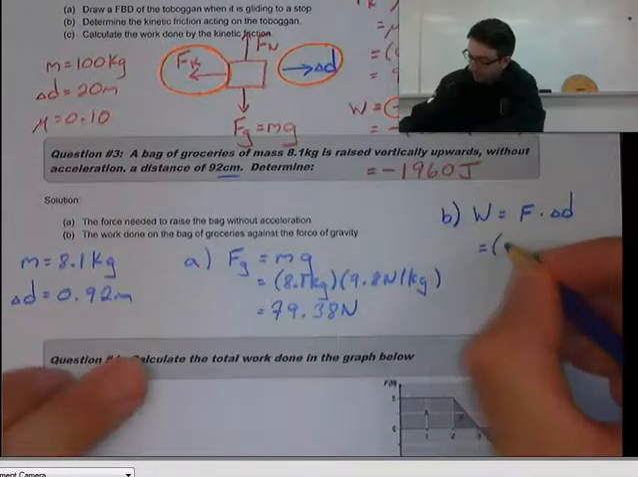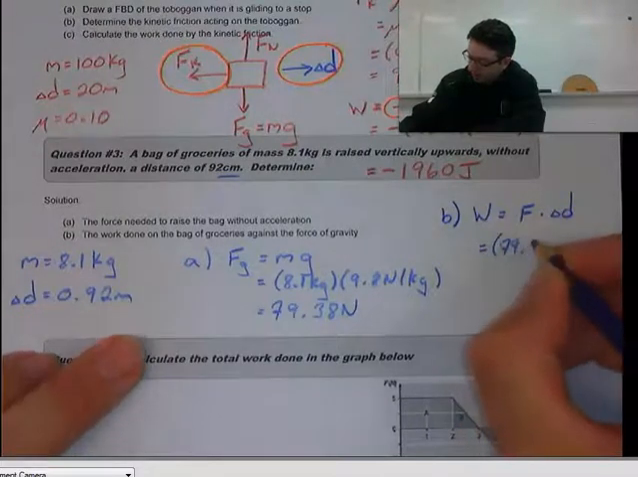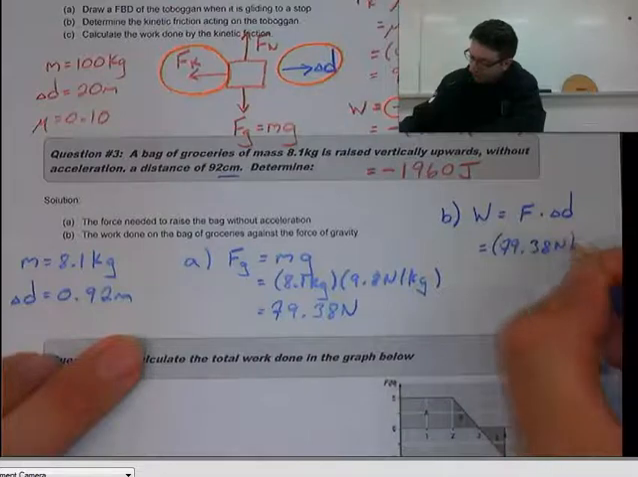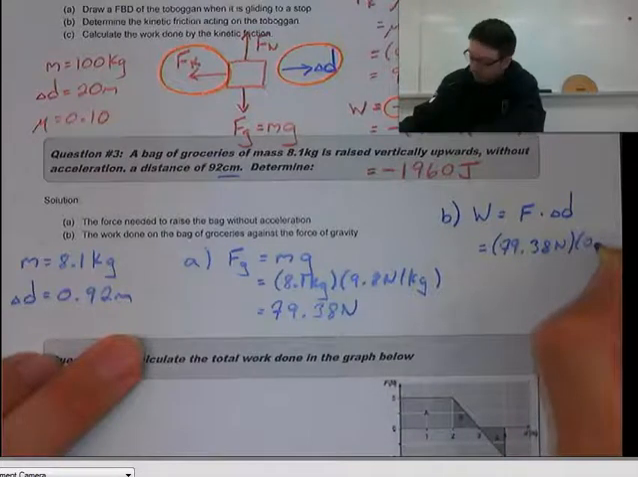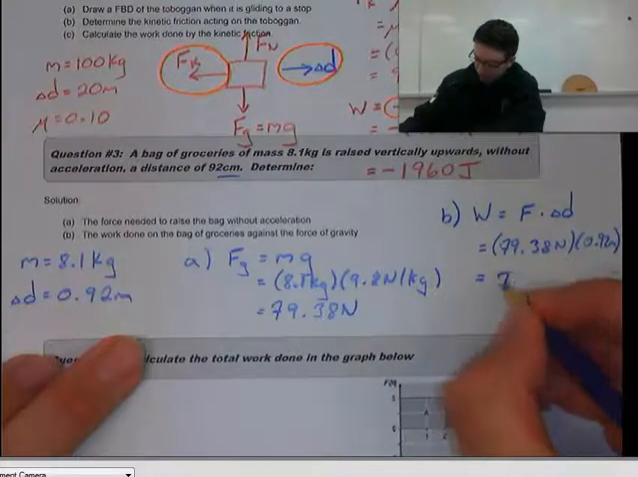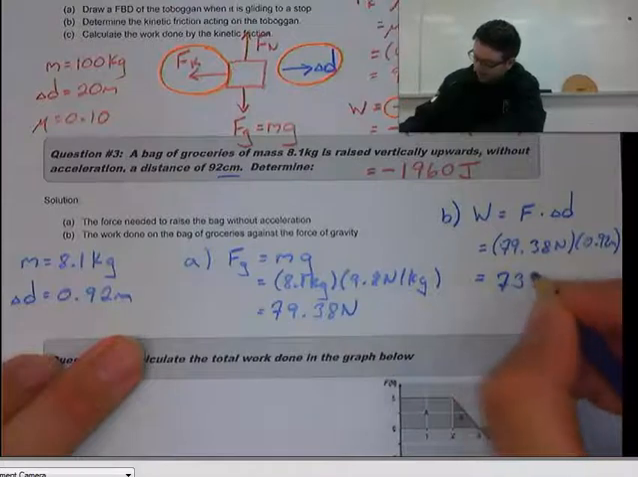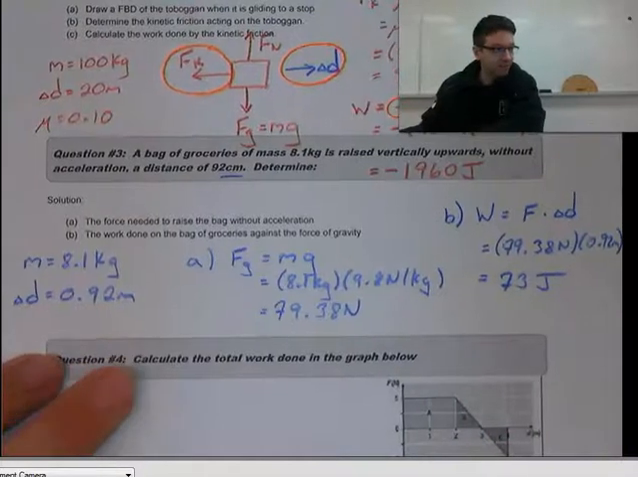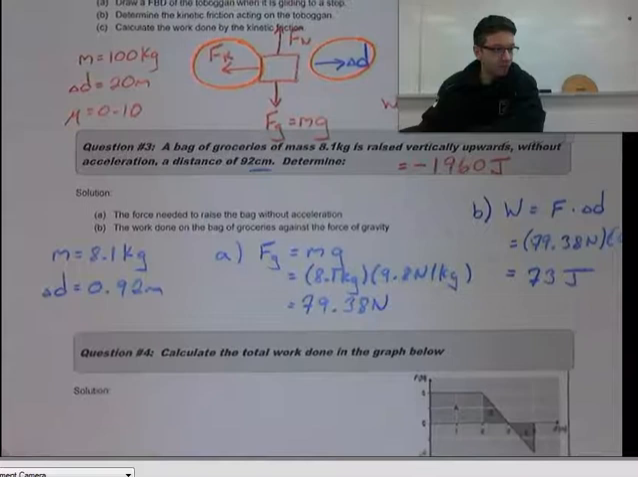And so we have 79.38 newtons times 0.92 meters, and we get 73 joules. Now I did put it into 2 significant digits. Okay?